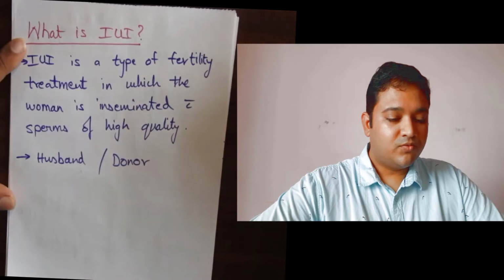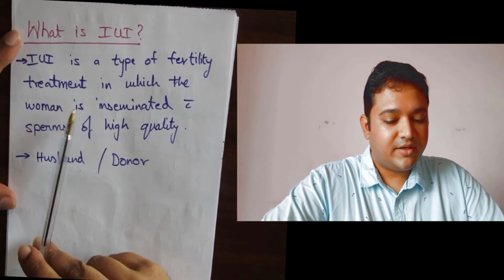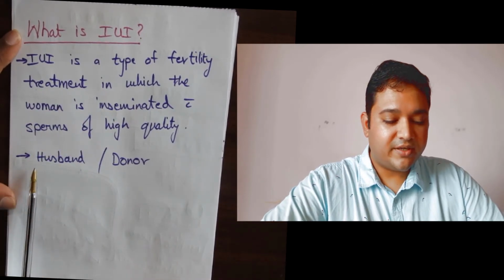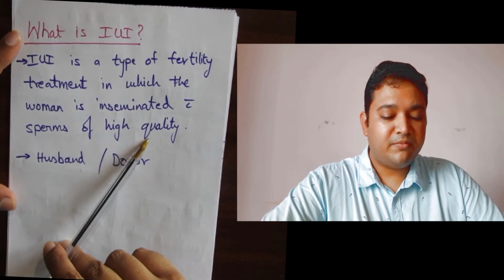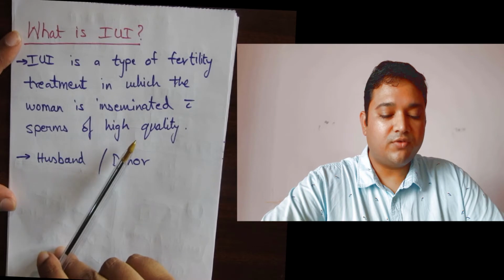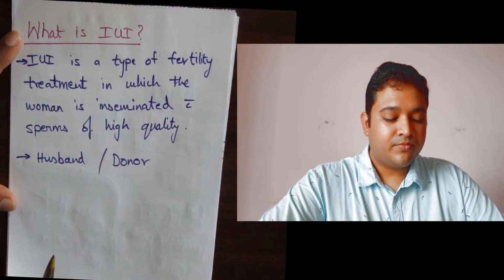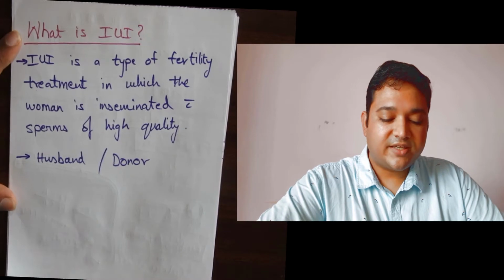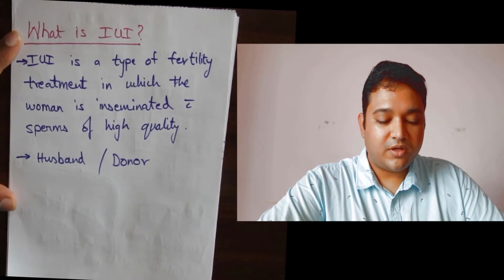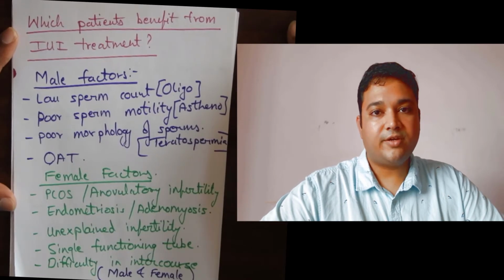What is IUI? IUI is a type of fertility treatment in which the woman is inseminated with sperms of high quality. By high quality, we mean that the sperms are usually of high sperm count, sperm motility and very good sperm morphology. The sperms may be husband sperm or donor sperms as the case may be and as the couple has decided. Which patients benefit from IUI treatment?